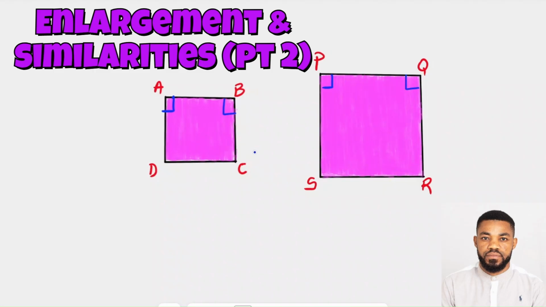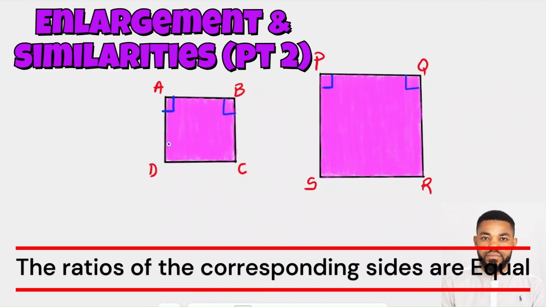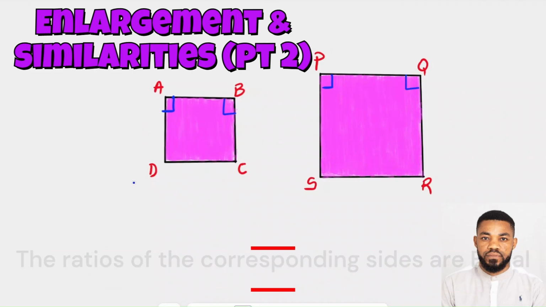Now, let's talk about their sides. When shapes are similar, the ratio of their corresponding sides are equal. This property is very, very important, and we are going to use it to solve a lot of questions. So let's get that property here: the ratio of their corresponding sides.